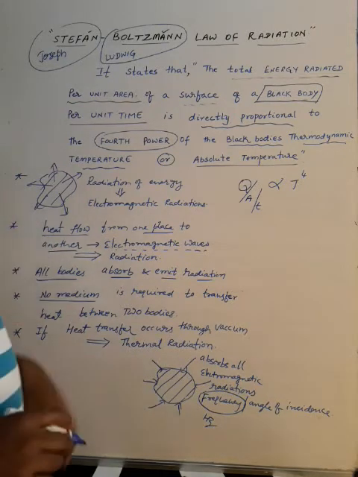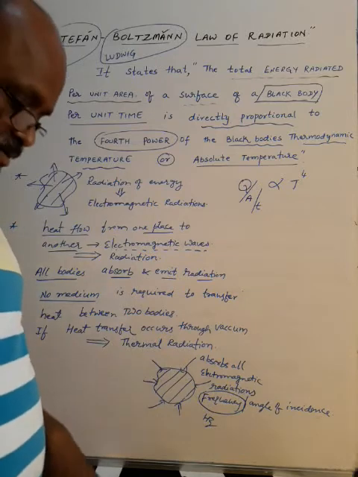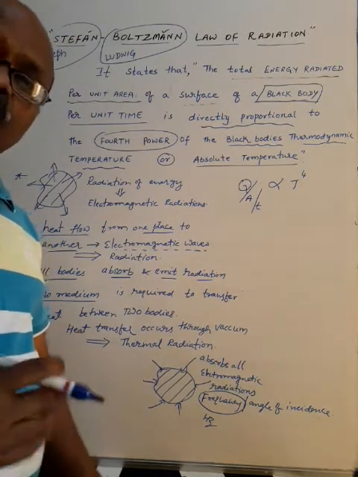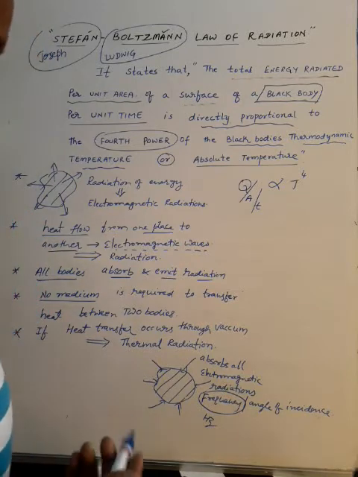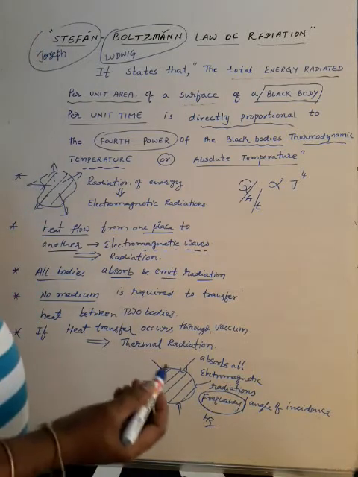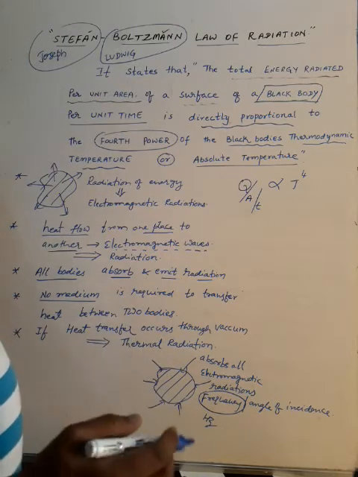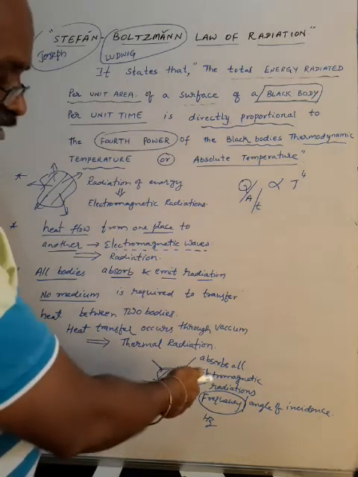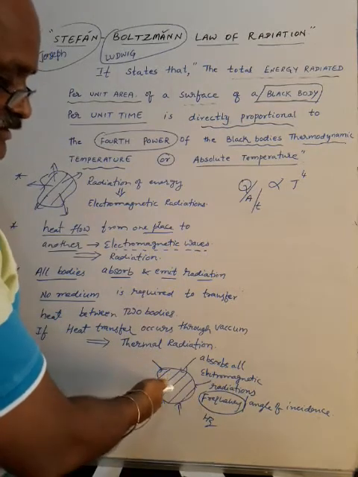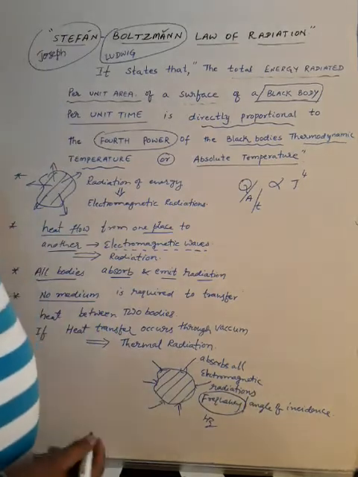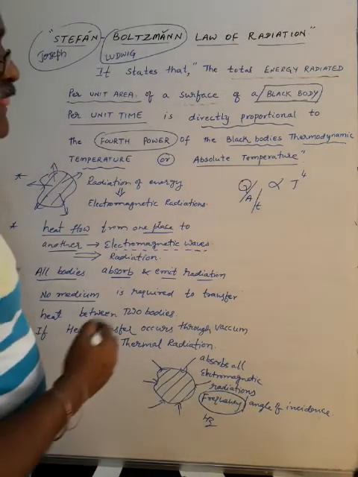What is a white body? A white body is one which reflects all radiations in all directions. But here the black body is going to absorb all the radiations, whatever the frequency or the angle of incidence may be.